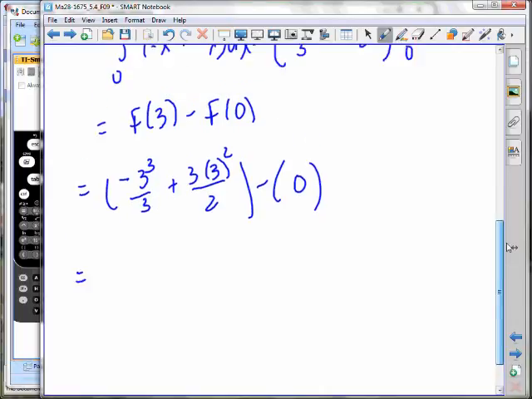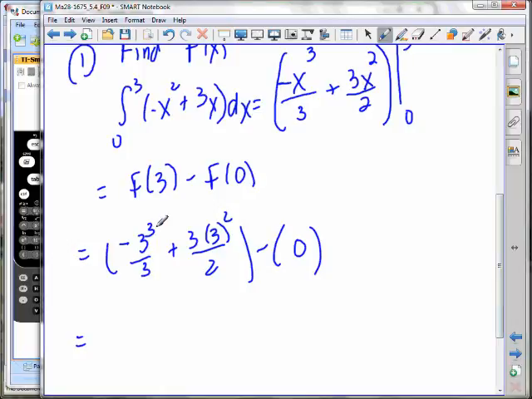Now here's where I need to remind you, what is being cubed? 3. Yeah, is it negative 3 or 3? And does it make a difference? It makes a difference if you're squaring it, doesn't it? Yeah, okay, but what am I cubing? 3 or negative 3? 3. Yeah, just the 3, because the negative is not. If I wanted it to be a part of the base of that exponent, I would have to put it inside parentheses. Okay, so this is negative 27 divided by 3 plus 27 divided by 2 minus 0.